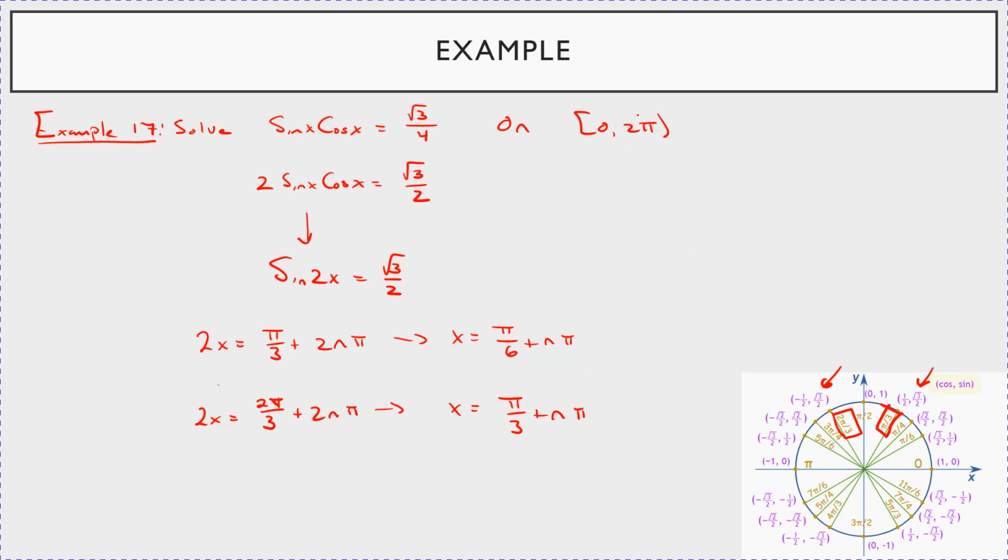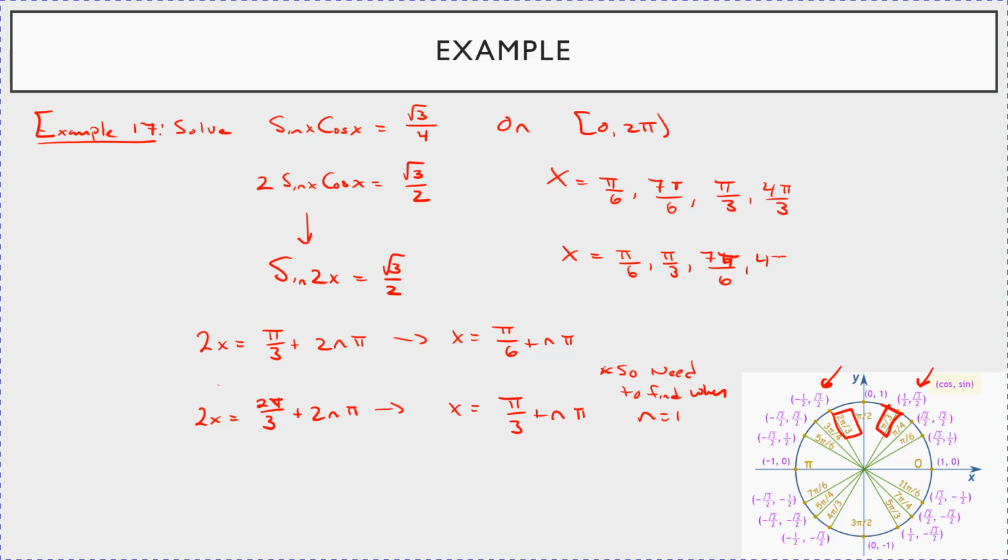So because you want to be between 0 and 2 pi, you could have n is equal to 1. So when n is equal to 1 here, you're going to get pi over 6 and then 7 pi over 6. You're going to get pi over 3. And then you're going to get 4 pi over 3 when n is equal to 1. Okay. So, just putting this in order: pi over 6, pi over 3, 7 pi over 6, and then 4 pi over 3.